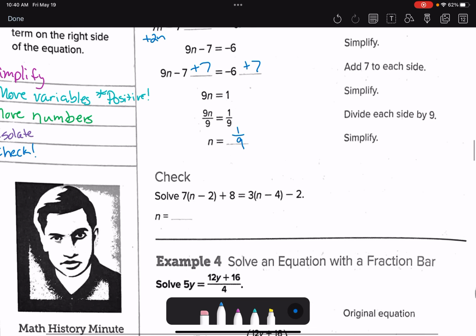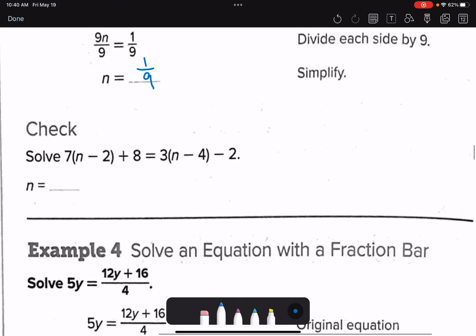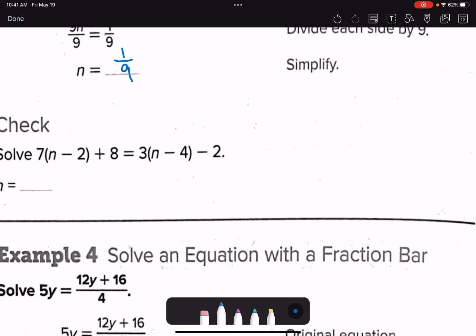All right, let's go ahead and take a look at this one. And let's see if you guys can work this one out with me. The first thing I want to do is simplify. So I'm going to go ahead and simplify on the left.